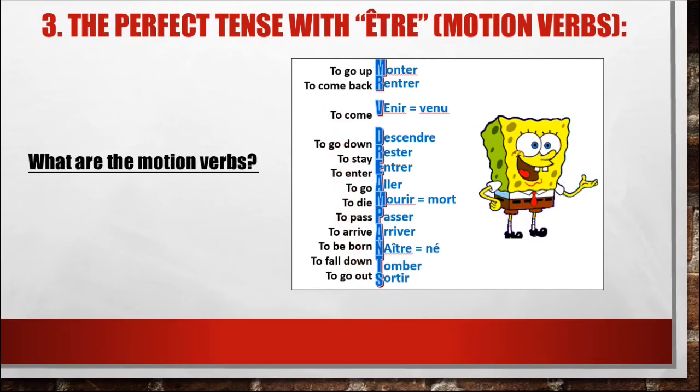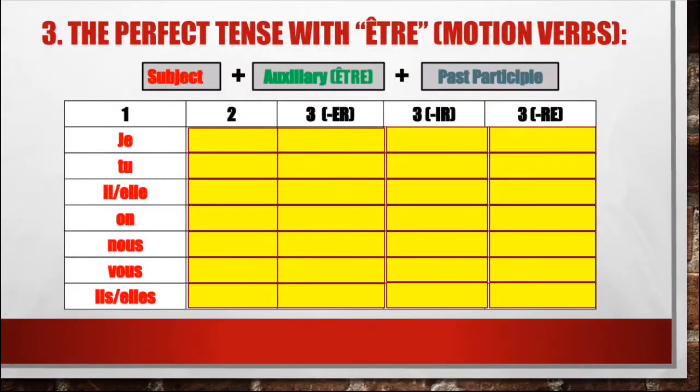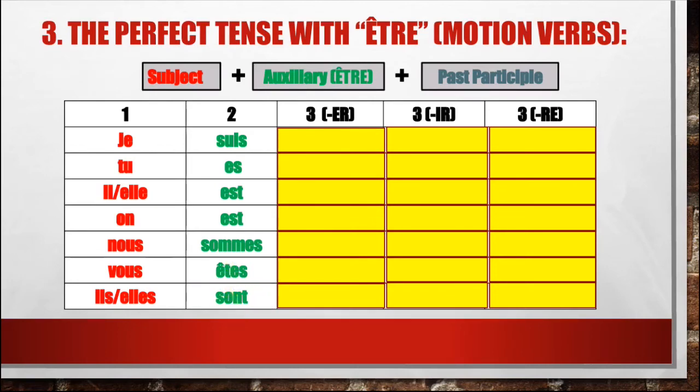Okay, so like I've said, all those verbs are following a different pattern. They're still made of three parts: the subject, the auxiliary, but it's now changing to être, it's not avoir anymore, and we still have the past participle for the er, ir, and re verbs. So because we have être, to be, we now have I am, je suis, tu es, so you are, and so on. So il and elle est, on est, nous sommes, vous êtes, ils and elles sont.